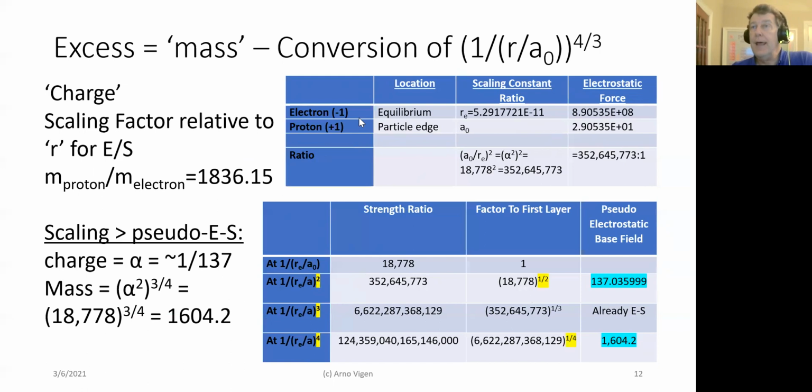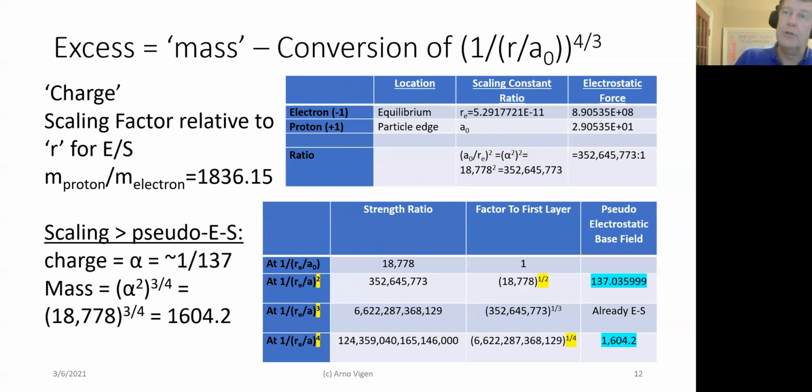Now, if you take charge, this is the charge one that I did. If you take the charge at equilibrium, the Bohr radius, that's that. The particle edge, okay, that's there. Then you get this ratio. And guess what? That happens to be A sub O squared, or alpha squared squared, which is 1878 squared, which is that number. And that's the difference in those charges. So charge is really the radius, but using the scale of those two distances.